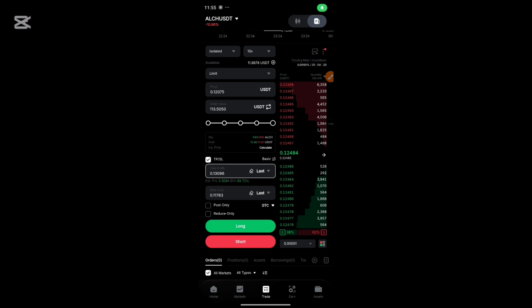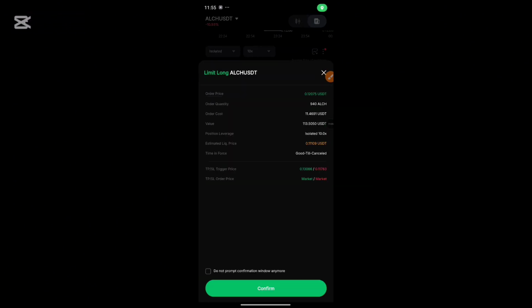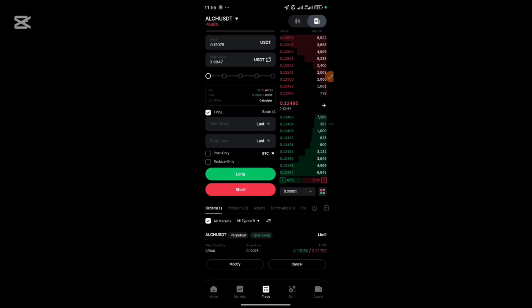So immediately I'll just click on what? I'll click on long. I'll say long. I will confirm my trade. Now immediately I confirm my trade, it will now be on what? On order. My trade is on order. By the time my trade triggers, it will now enter into what? Position. You can see position, you can see order. But since my trade is not running yet, it is more on order.